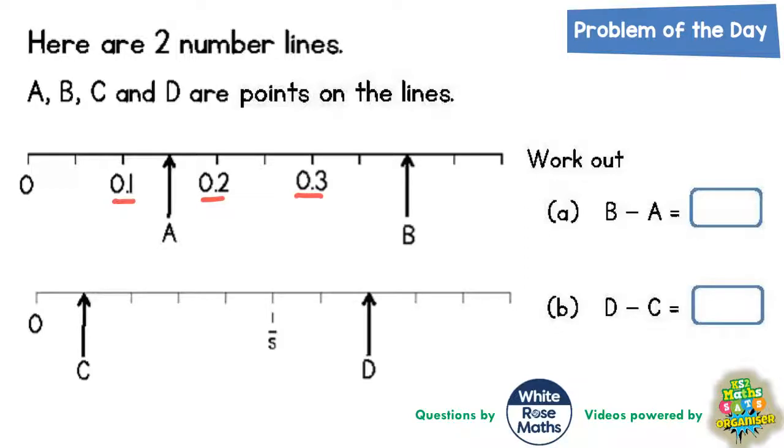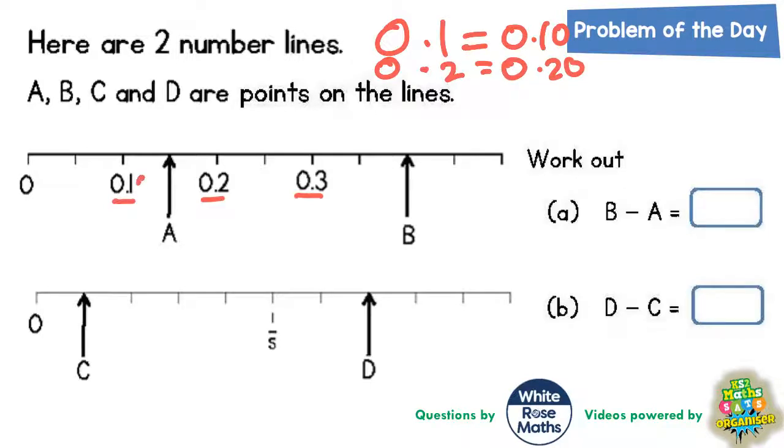Well, the easiest way to answer this is to actually put an extra 0 on the end, because 0.1 is worth the same as 0.1 with a 0 on the end. And 0.2 is worth the same as 0.2 with a 0 on the end. So 0.1 is worth the same as 0.10, and 0.2 is worth the same as 0.20, and 0.3 is worth the same as 0.30. Now, if this was talking about money, which obviously it's not, this would be like saying 10 pence, 20 pence, 30 pence.